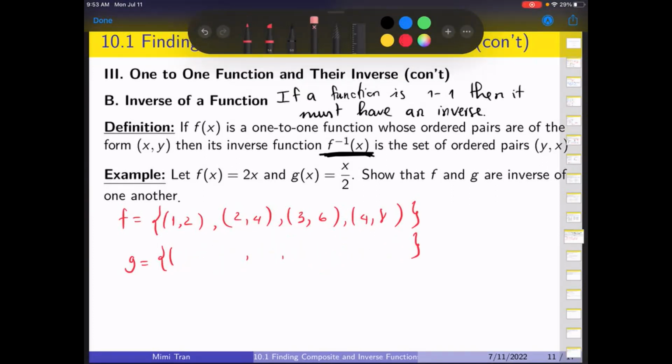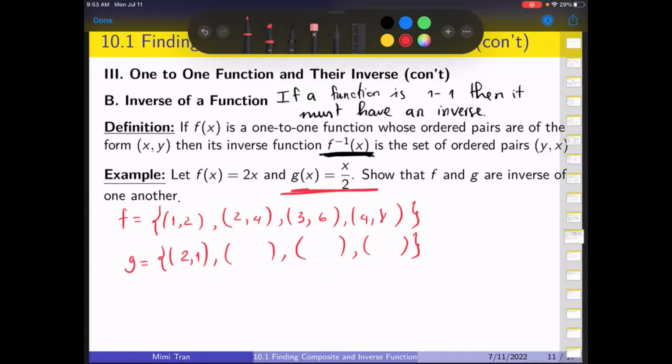No. Let's do f first. It wasn't wrong what I did, it's just not the good way to explain it to you. So let's do f first. So that's f. Now g: if g is the inverse of f, if you want to prove that g is the inverse of f, then the domain and range of f and g are going to be swapped, right? So if 1, 2, then you should have 2, 1. Is it true? Let's check.